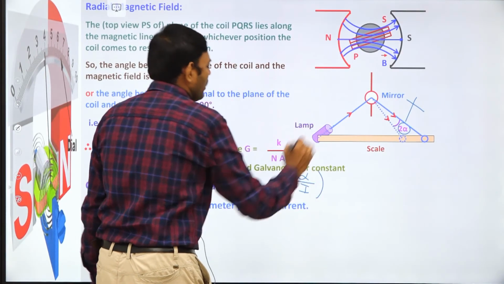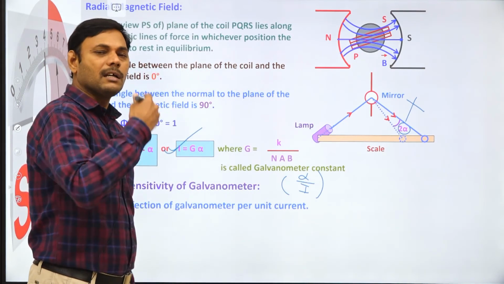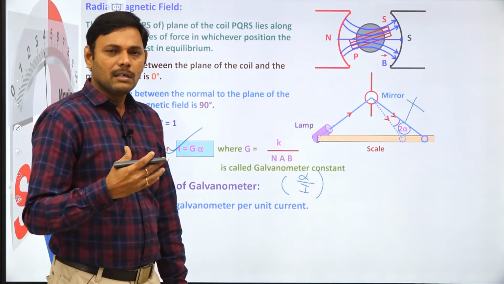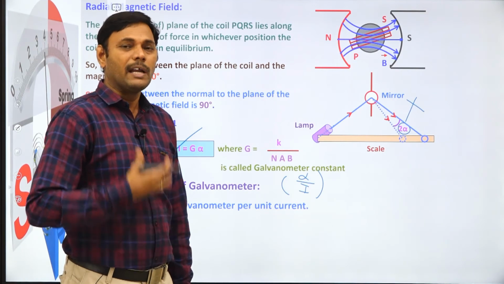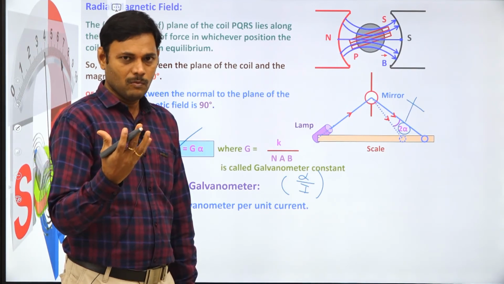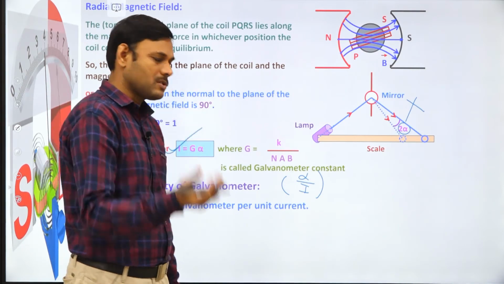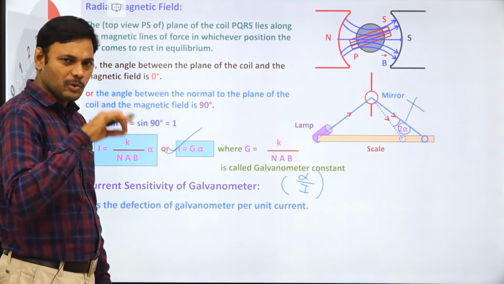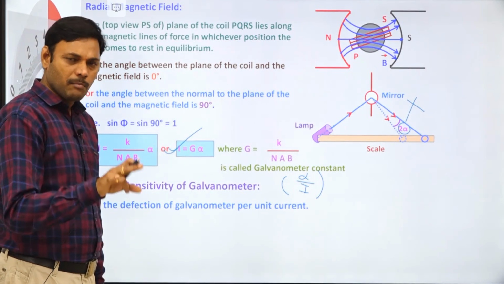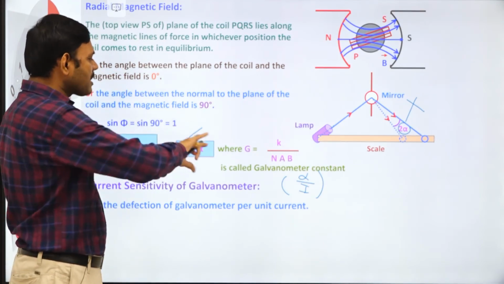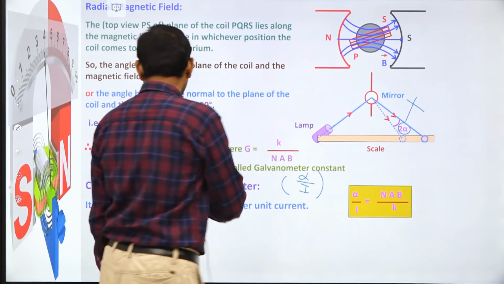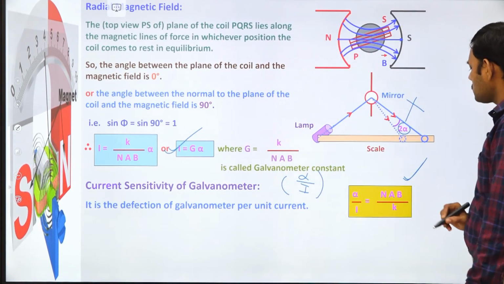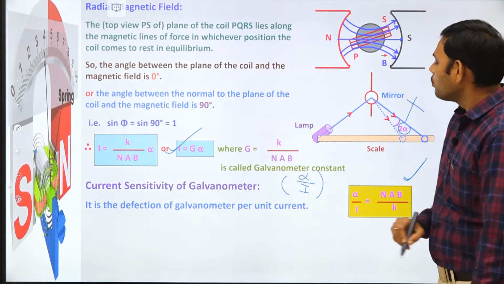If there is large deflection per unit current, then it shows a good deflection and the galvanometer is more sensitive while measuring current. More deflection for less current means it is more sensitive. That's why the sensitiveness is determined by the deflection per unit current. Here alpha by I, from this formula, alpha by I is equal to NAB by K. This is the expression for current sensitivity of a moving coil galvanometer.